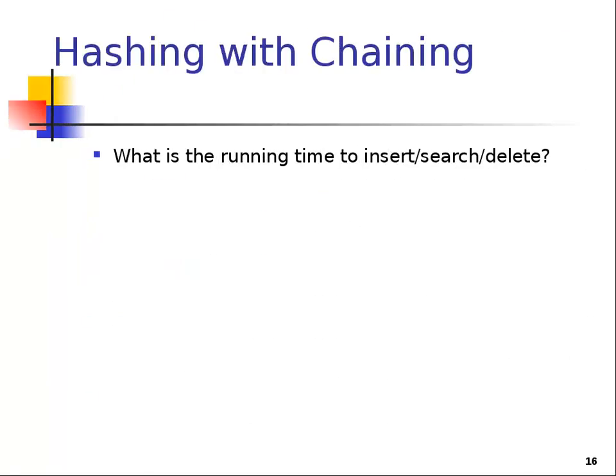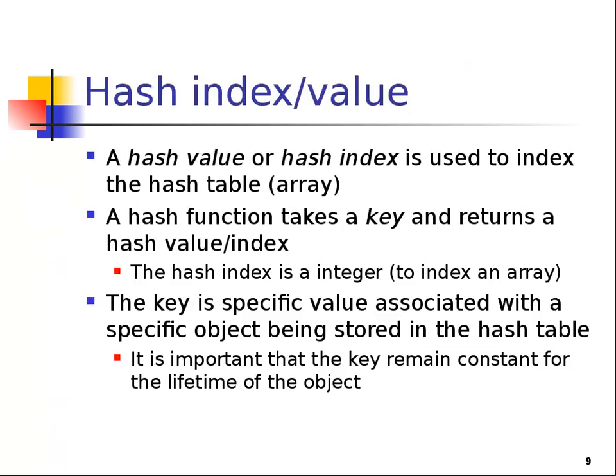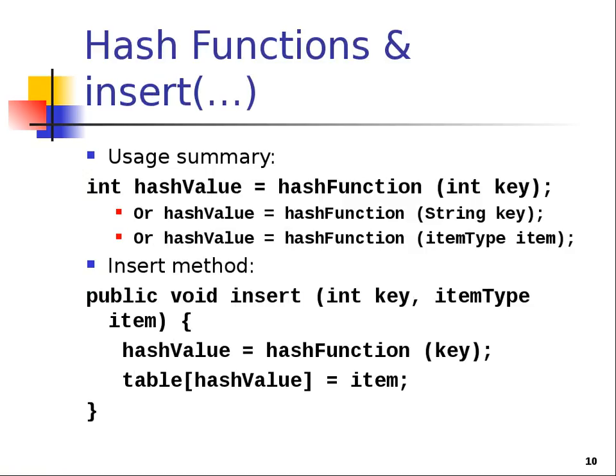Let's see, let's go back. Do we have any insert code in here? We did. Hash value equals hash function of key, table sub hash equals item. So what's the first thing we need to do? Hash value and hash function key. All right. What is that doing? Setting the hash value. It's setting the hash value to the hash function of the key.